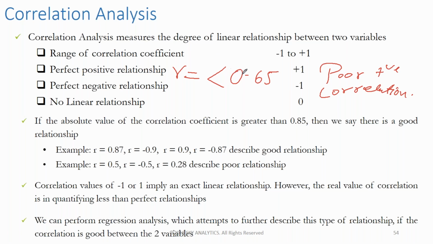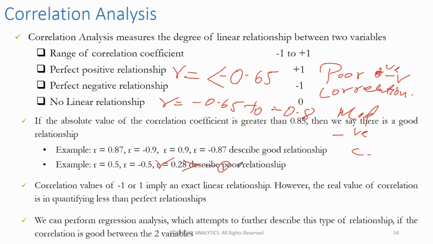Suppose instead of getting plus 0.65, if you get minus, it is called poor negative correlation. Instead of getting between plus 0.65 to 0.85, if you get minus 0.65 to minus 0.85, then it is called moderate negative correlation. Instead of getting it as plus, if you get it as greater than minus 0.85 in magnitude, then it is called strong negative correlation.